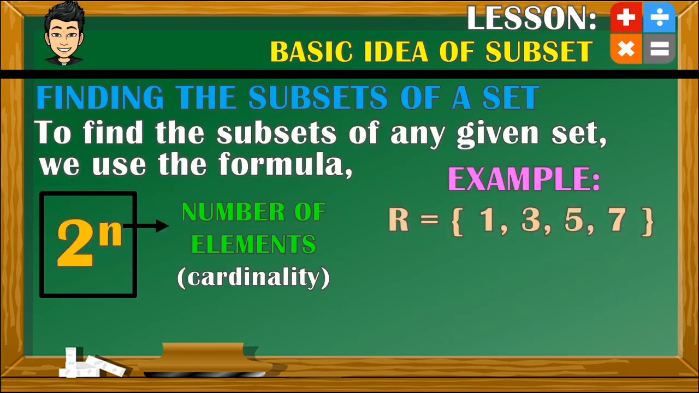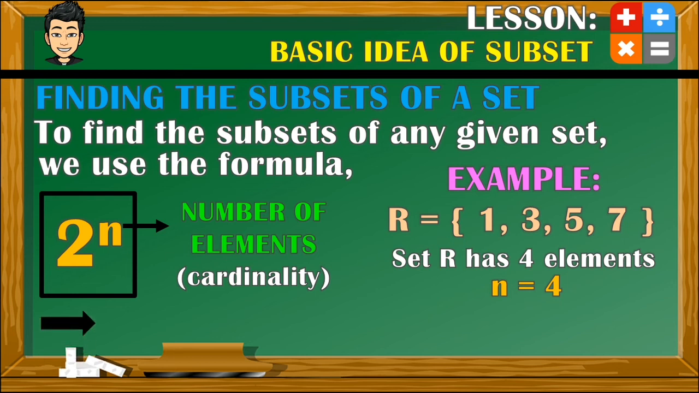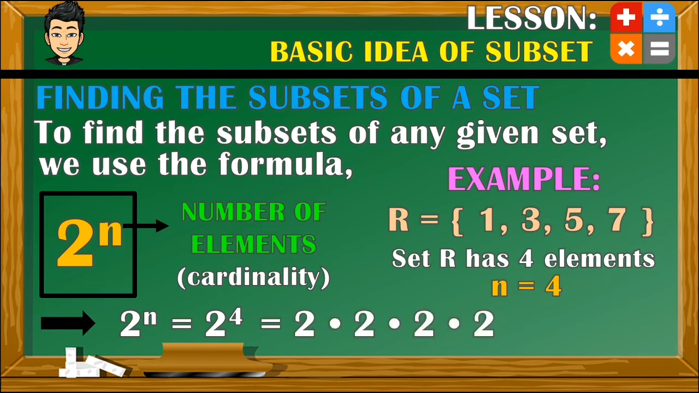For our last example, we have set R. Set R has 4 elements. So our n is equal to 4. Using the formula, 2 raised to n is now 2 raised to 4. 2 raised to 4 means that we will multiply 2 by itself 4 times. So 2 times 2 times 2 times 2. 2 times 2 is 4, times 2 is 8, times 2 is equal to 16. Therefore, set R has 16 subsets.